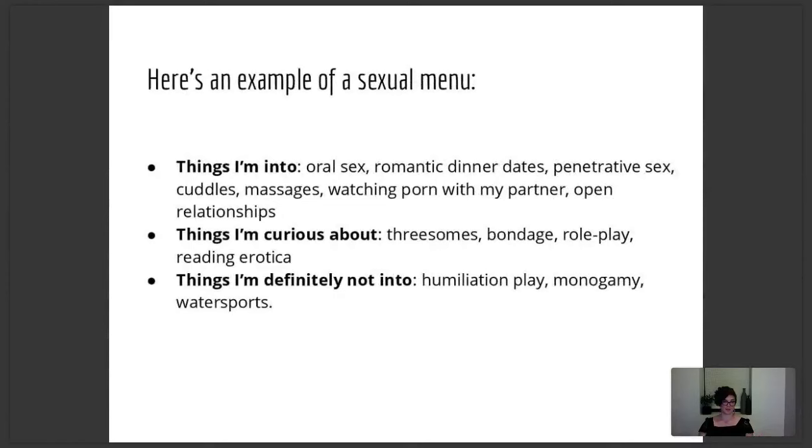So here's an example of someone's sexual menu. As you see, they list things they're into and things they're curious about and things that they're definitely not into, right? And as you see, there's some explicit sexual acts on here, and then there's some things that are more just romantic or things about sensuality.